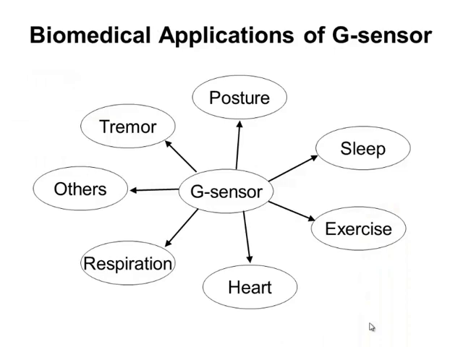So there are many biomedical applications using a sole G sensor. For example, I have mentioned the heart function and the respiration. Also, it can detect the tremor of the hand or the posture of the body, and also sleep and exercise and others. Today I will demonstrate the real application that is used in sleep and exercise research.